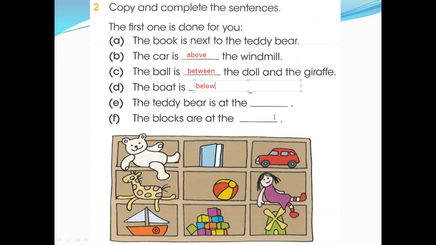The teddy bear is at the, where is the teddy bear? Yes, at the top. It's above the giraffe. At the top, there is no giraffe written, so we can write here above. It's just written the teddy bear is where? At the top. The blocks, where are the blocks? Like this one is at the top, so this one is at the bottom. So we write bottom here. At the bottom.